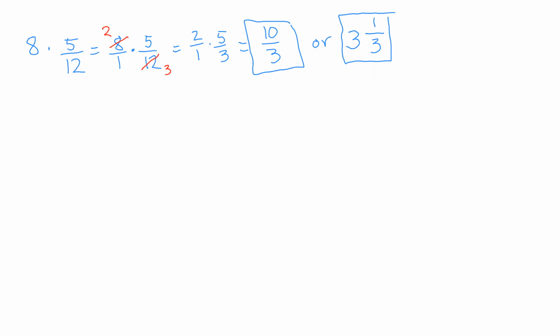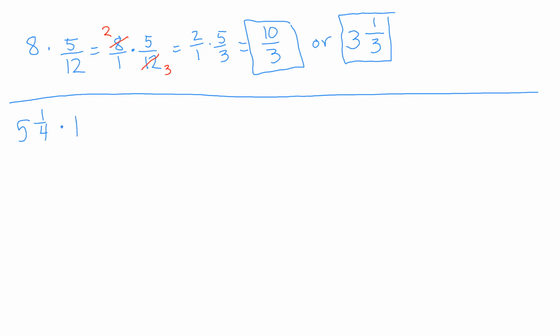Let's try another one. So let's say that we have 5 1/4, and we're going to multiply by 1 1/7. Well, remember, we cannot multiply mixed numbers. We just can't do it. So we have to convert these mixed numbers to their improper fraction format. Okay? So for 5 1/4, we take 5 times 4, we add 1. So 5 times 4 is 20. 20 plus 1 is 21. And we keep the original denominator of 4.